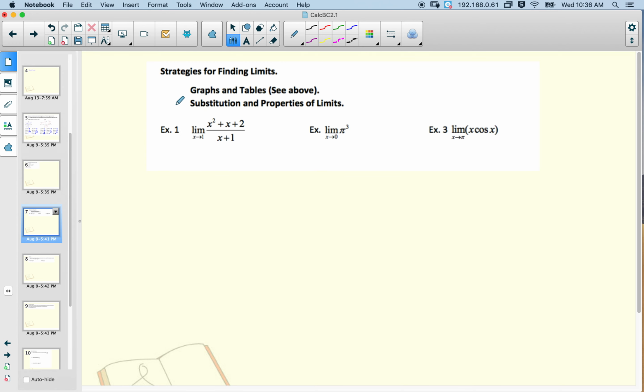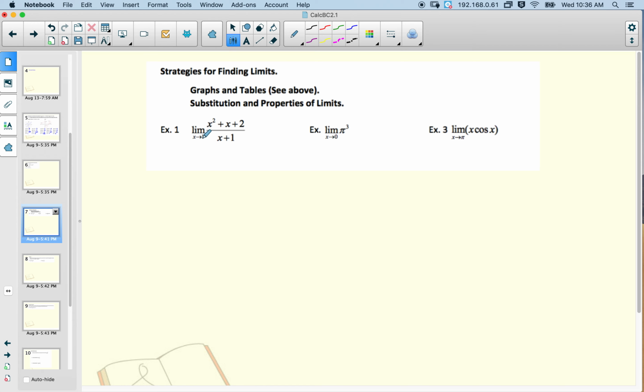Okay, next. So strategies for finding limits, graphs and tables, we have already worked problems like those. So those have been given in examples above. But if you don't have a graph or a table, the easiest approach for limits is just to substitute the value to see if you get a number.